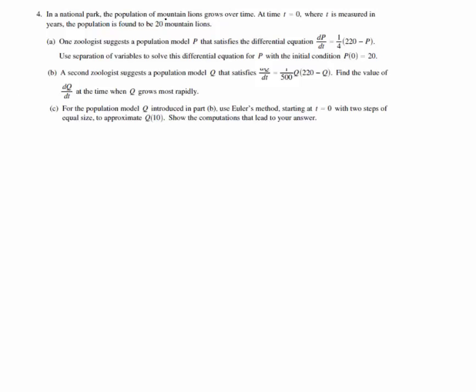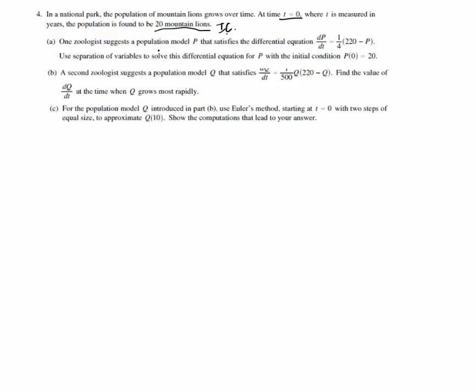In a national park, the population of a mountain lion grows over time at t is equal to 0, where t is measured in years. The population is found to be 20 mountain lions. That and that put together are my initial conditions. Okay. So P of 0 is equal to 20.